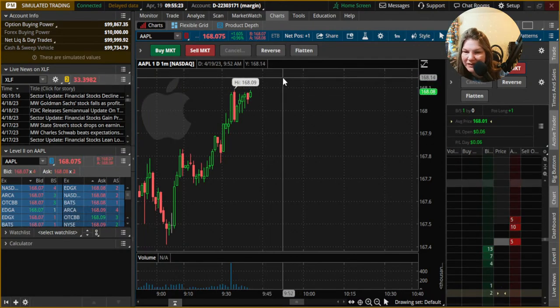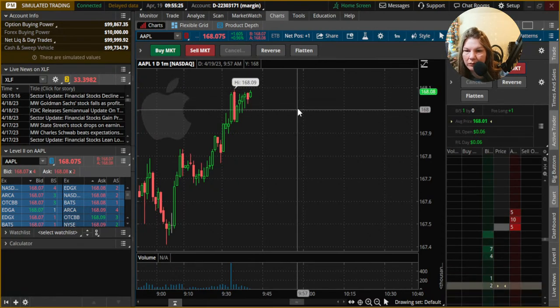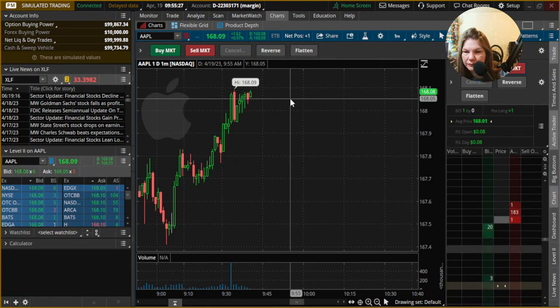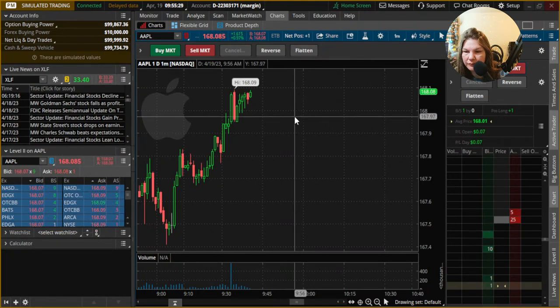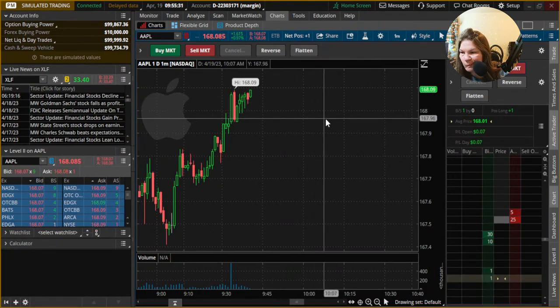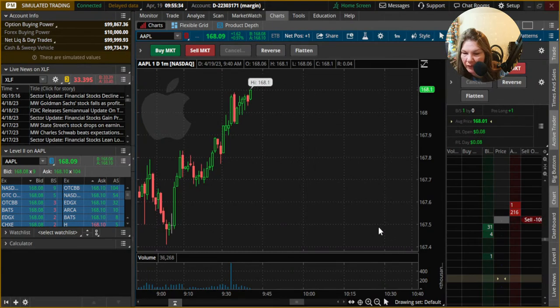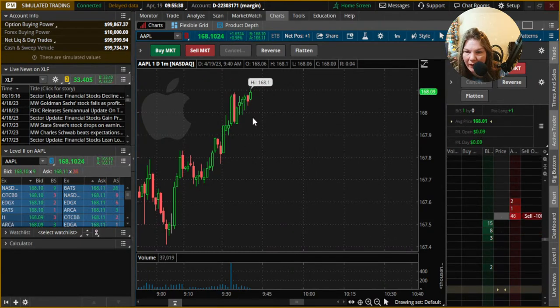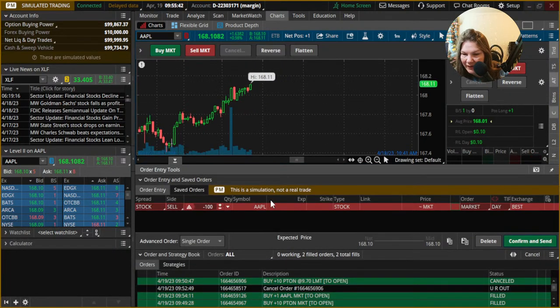I want to show a sell, but I don't think this is going to go down. Let's just put it anywhere. We'll say it's at 168.09 right now, 168.10. Let us do this and edit it. We have only one Apple.